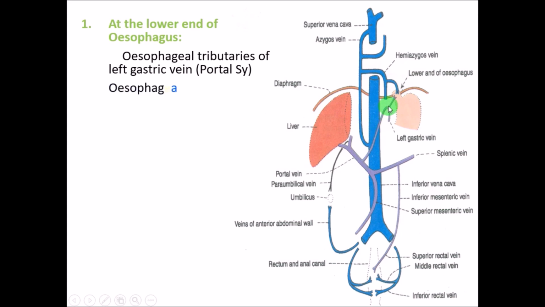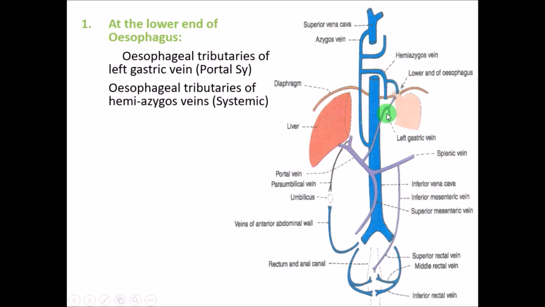But there are also veins coming from the esophageal tributaries of the hemiazygous vein. So this is the inferior hemiazygous, this is the superior hemiazygous, this is the azygous vein. The inferior hemiazygous is also draining the lower part of the esophagus. So this is the site where the portal vein will communicate with the veins of the inferior vena cava. It is draining either into the superior vena cava or partly into the inferior vena cava also.